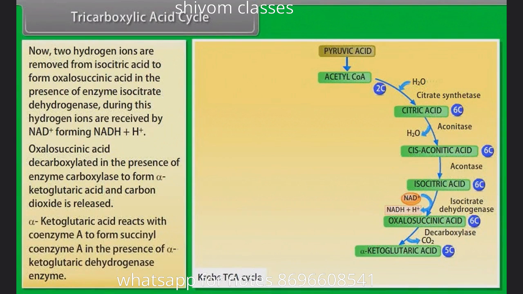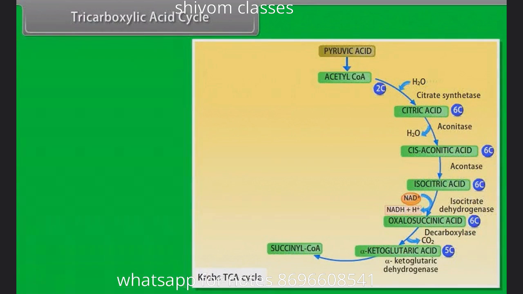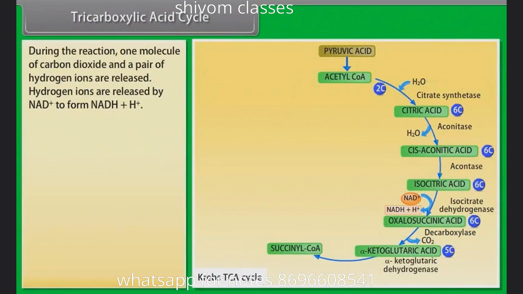Alpha-ketoglutaric acid reacts with coenzyme A to form succinyl coenzyme A in the presence of alpha-ketoglutaric dehydrogenase enzyme. During the reaction, one molecule of carbon dioxide and a pair of hydrogen ions are released. Hydrogen ions are accepted by NAD+ to form NADH plus H+.